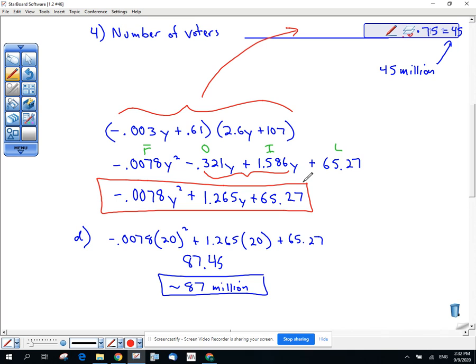Okay, and then D. If you got through C, then D is going to ask you about the year 1980. So how many people would we expect to vote in 1980? Well, that would be what you get when you plug in 20, because 1980 is 20 years after 1960. When you plug 20 in for y into this place and do your math correctly, this is 20 squared, right? So this is negative 0.0078 times 400 plus 1.265 times 20 plus, and I did that on my calculator. I got 87.45 to be specific.